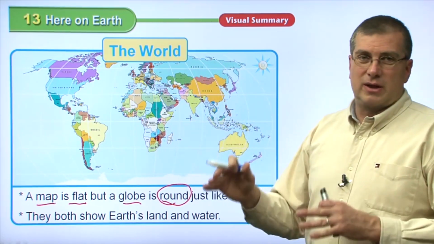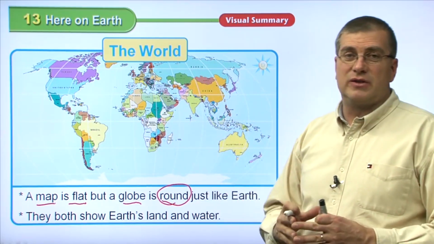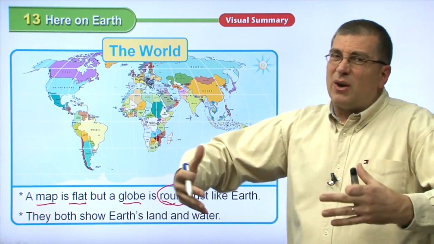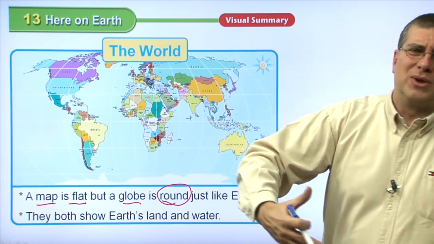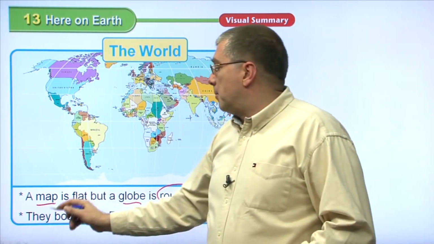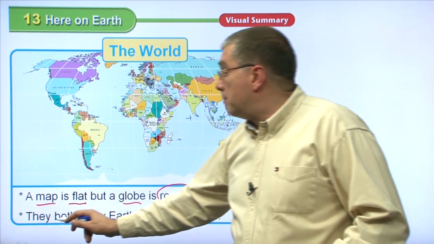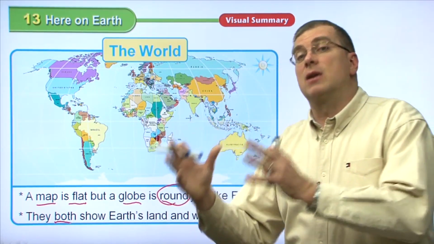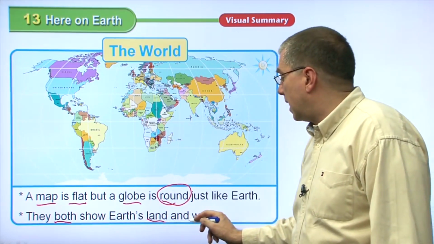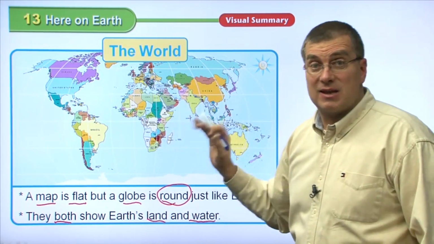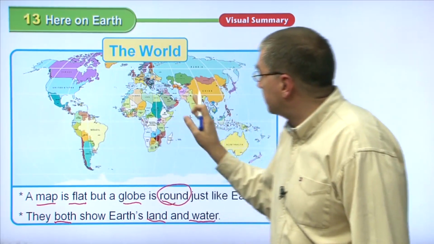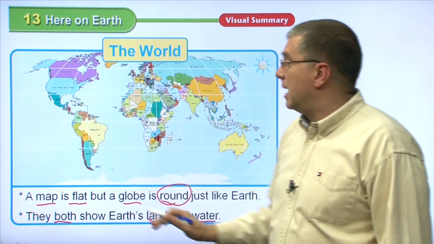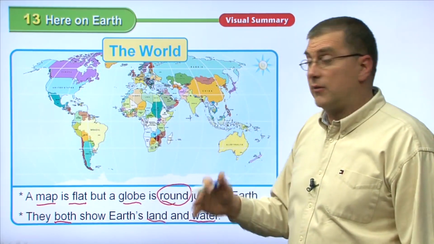Remember, there's different advantages and disadvantages to a map and a globe. A map you can fold up, put it in your bag. A globe is very awkward, very hard to carry around with you, right? Okay, but both a map and a globe, they both show Earth's land and water. And we talked about that in this lesson. We talked about the water of the earth, and we also talked about the land of the earth. And we said that the water was oceans. There are 5 oceans, right?